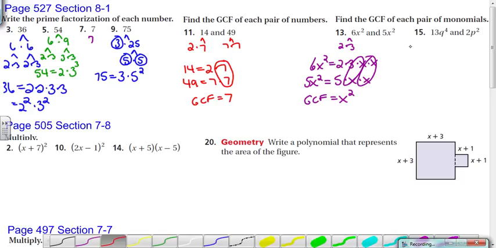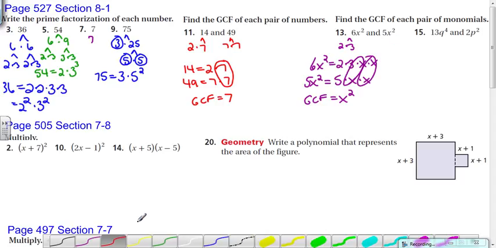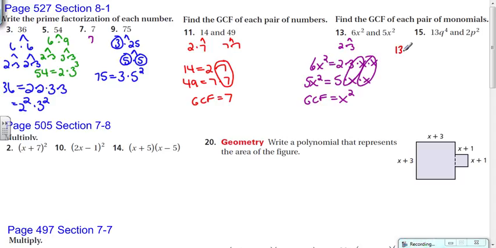Okay, for 13q to the 4th, 13 is a prime number because the only thing I can multiply together to get 13 is 13 and 1. So I can rewrite 13q to the 4th as 13 times 4 q's. And then 2 is a prime number, so 2p squared can be written as 2 times p times p. So they have absolutely nothing in common. When you have nothing in common, your greatest common factor can only be a 1.